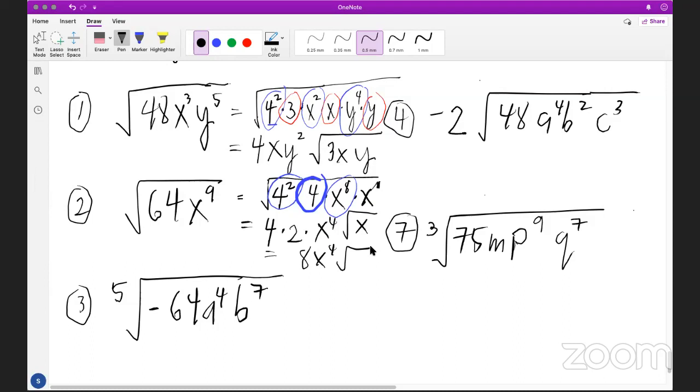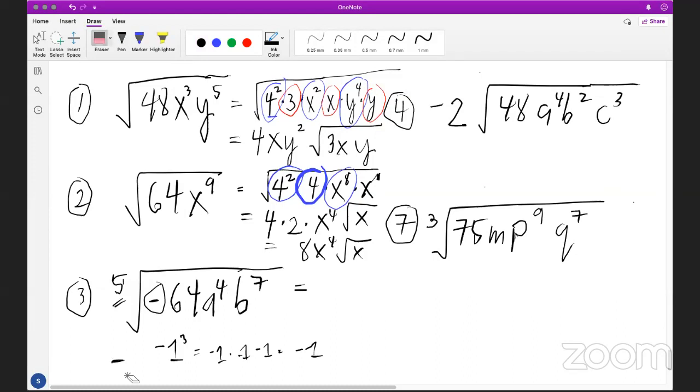How about this one? Negative. Will we have a complex number? No, because the root is an odd number. So you can just take out the negative sign. You only get an i when you have a square root of something negative and your n here is an even number. Okay? But since this is odd, you can take out the negative 1. Because think about it, suppose you have negative 1. What's the cube root of this? This is equal to negative 1 cubed, or negative 1 times negative 1 times negative 1. That's equal to negative 1. So as long as the index here is odd, it will not become i, or a complex number.